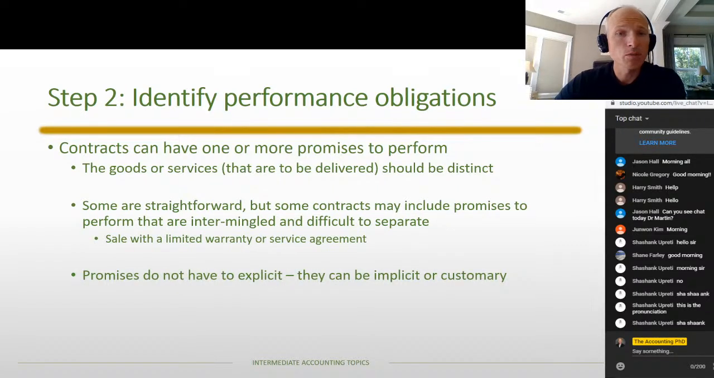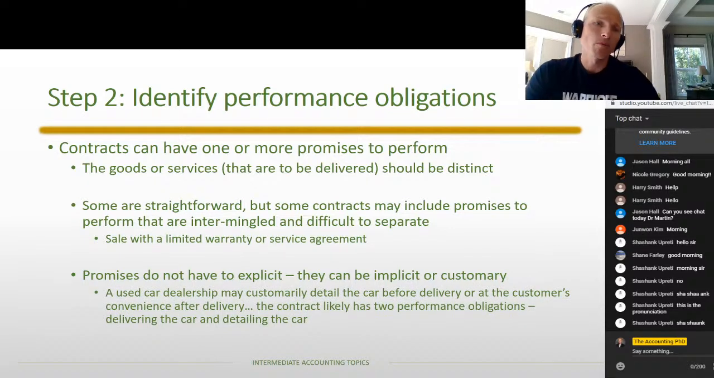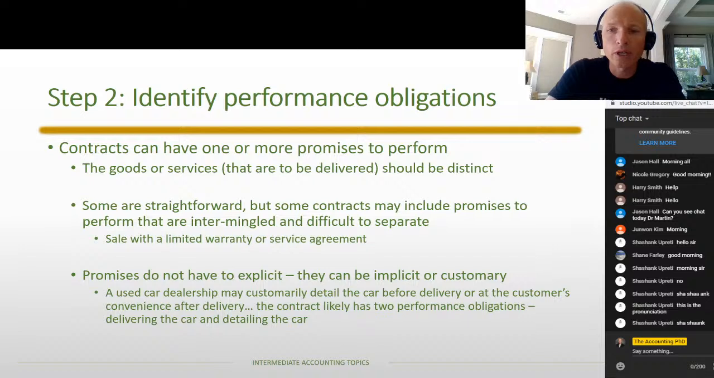It's also important here that promises do not have to be explicit. In other words, these promises to perform do not have to be explicitly written into the contract. They can be implicit, or they can even be customary. So again, while the preference is towards explicit performance obligations, it does not have to be explicit. As an example, a used car dealership may customarily detail the car before delivery or at the customer's convenience after delivery. In that case, the contract really does have two performance obligations: delivering the car and detailing the car. Even though it may not be written into the contract that they will detail the car, that really is a separate performance obligation. And while minor in comparison to the price of the car, if possible, it should be separately allocated, especially because the detailing may come at a later date.